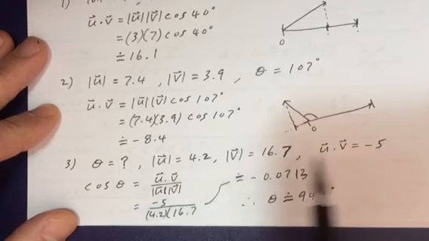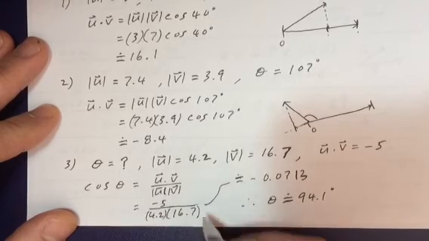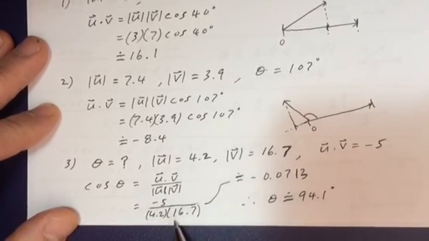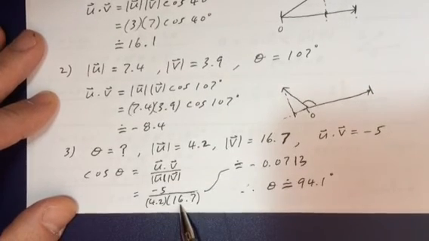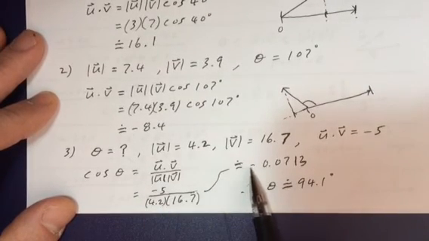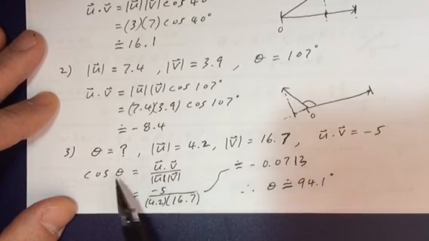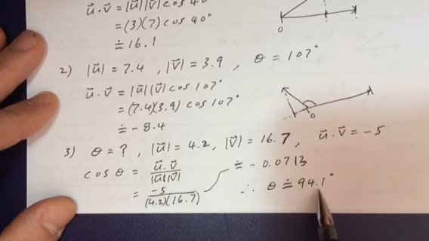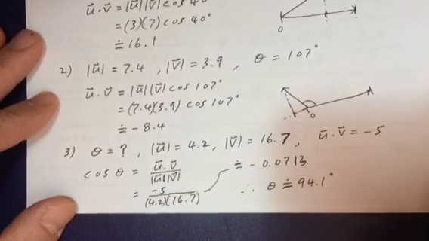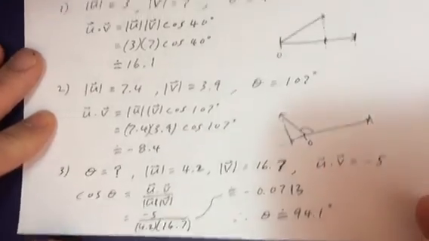We know that u dot v is negative 5. Plug that in. Magnitude of u is 4.2. Magnitude of v is 16.7. Work that all out. You get about negative 0.0713. Cos inverse of that would give you theta equal to approximately 94.1 degrees. Okay. So that's dot product.